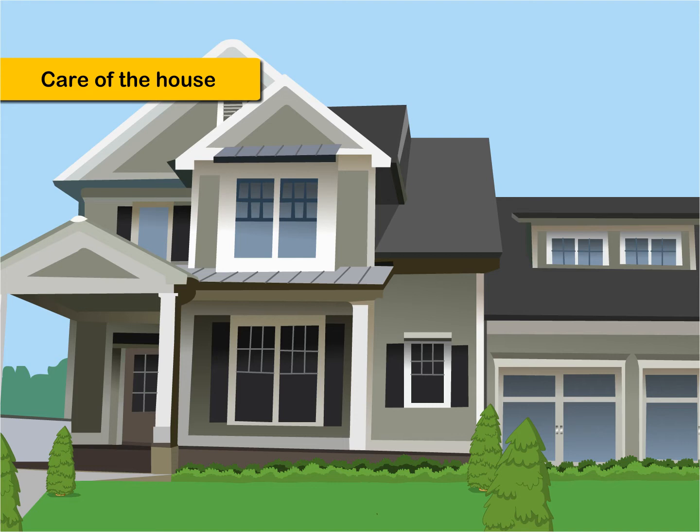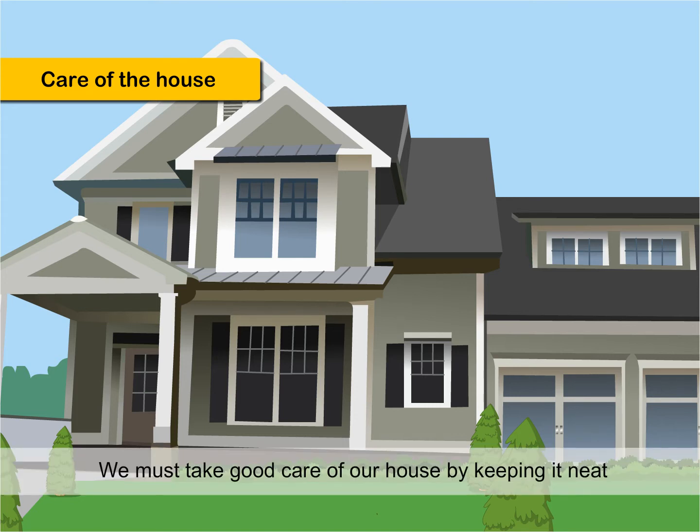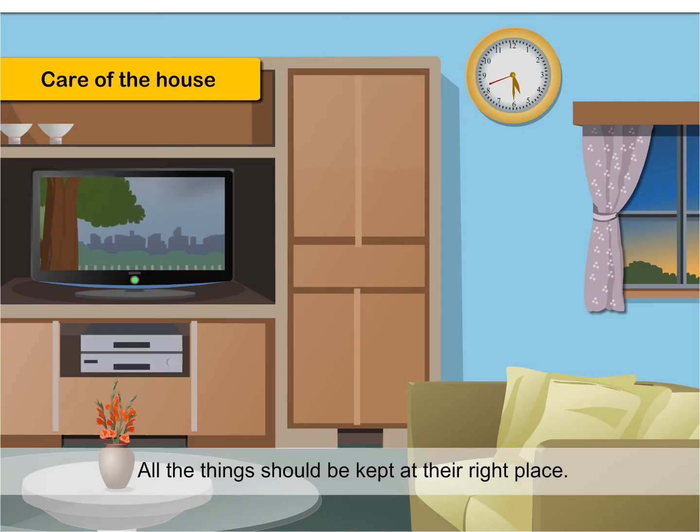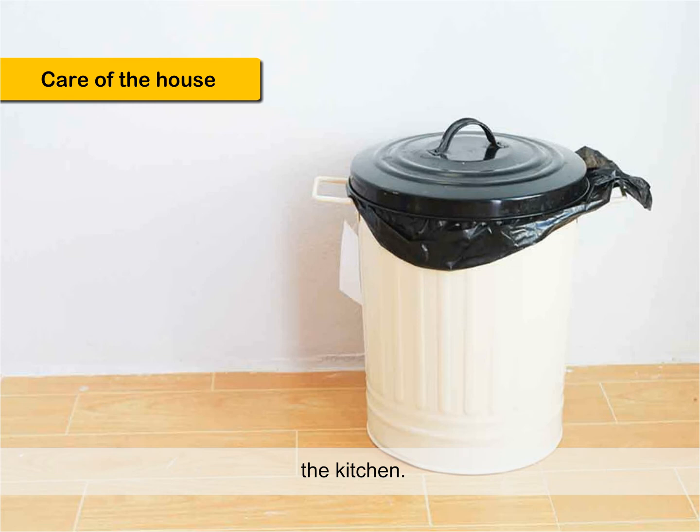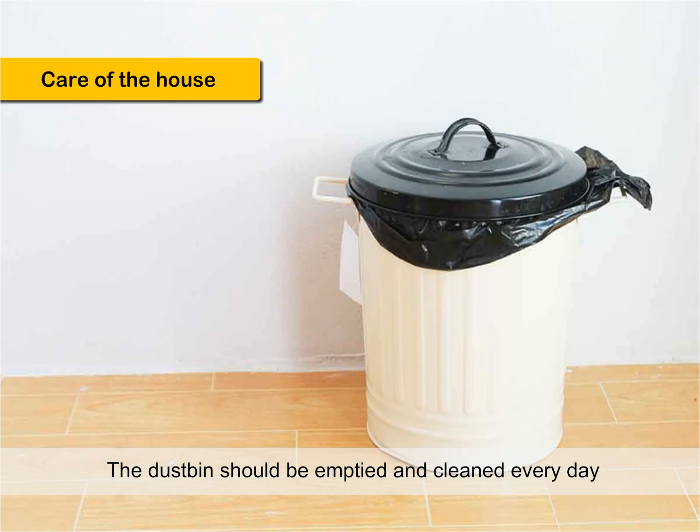Care of the house. We must take good care of our house by keeping it neat and clean. All the members of the house should take care of cleanliness of the house. We can take care of our house in the following ways. All the things should be kept at their right place. There should be a covered dustbin in every room and in the kitchen. The dustbin should be emptied and cleaned every day.